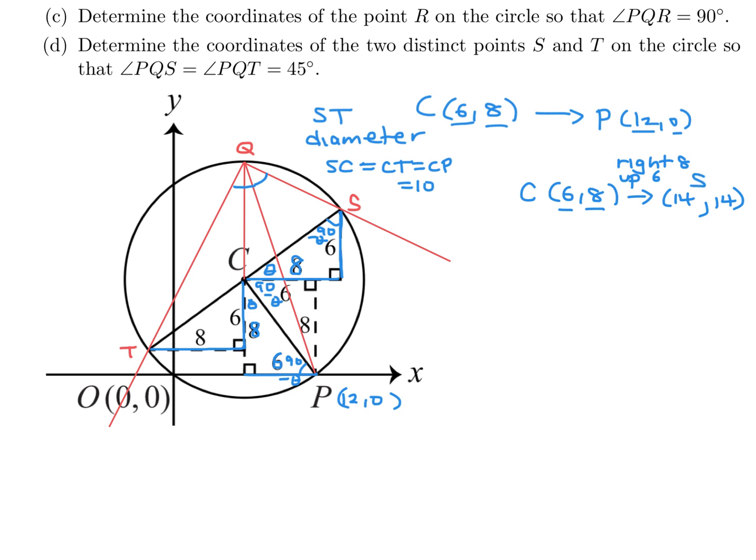Okay, so in a very similar way, we're going to go now to T. From 6, 8, to get to T, we have to go down 6. So down 6. So that's actually the y coordinate. So that would mean 8 minus 6. So that would make this 2. And then we'd have to go left by 8. So 6, left 8. So 6 minus 8, which is minus 2. So there we go. We got the coordinates for S and T.